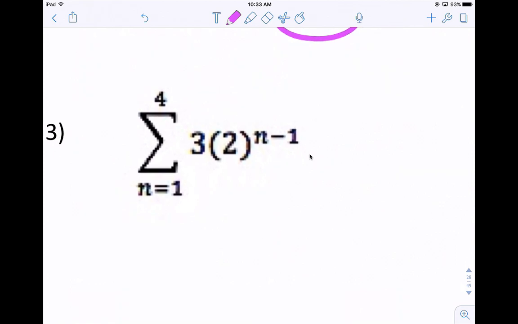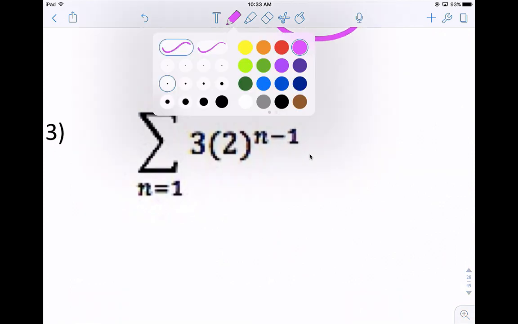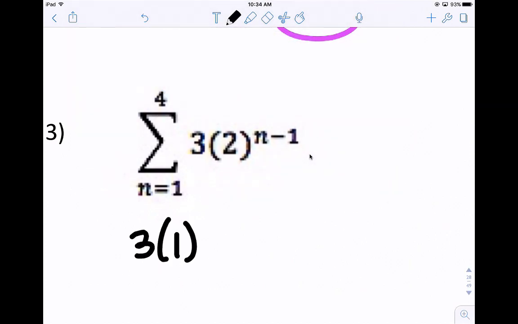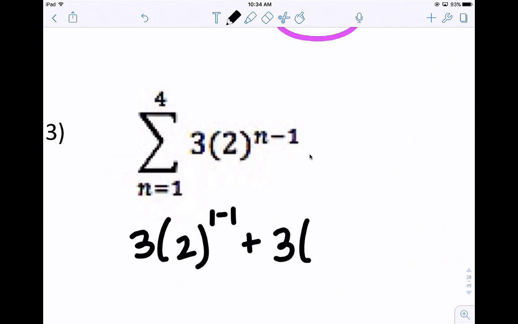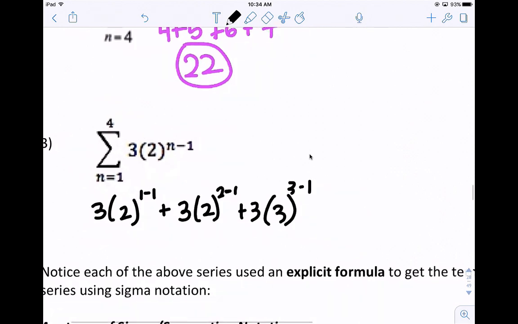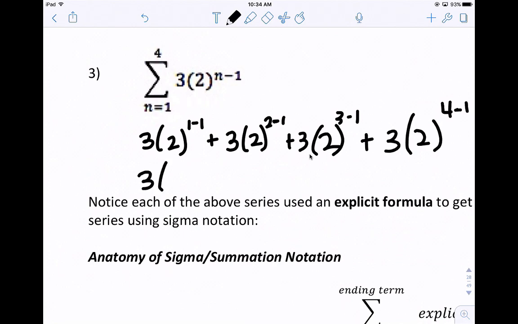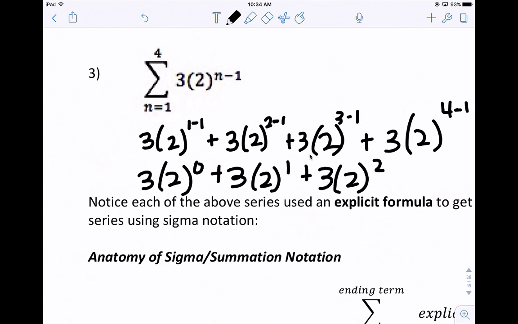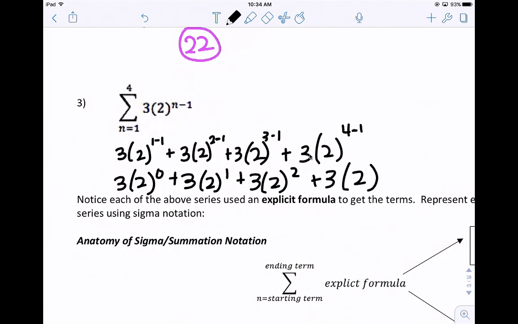All right, 4 terms. The 1st to the 4th term, we're going to add them up. So when we plug in, here's what it looks like. 3 times 2, keep that the same, but to the 1 minus 1 power, plus 3 times 2 to the 2 minus 1 power, plus 3 times 2 to the 3 minus 1 power, plus 3 times 2 to the 4 minus 1 power. There should always be a 2. Okay, so essentially, this is 3 times 2 to the 0, plus 3 times 2 to the 1st, plus 3 times 2 to the 2nd, plus 3 times 2 to the 3rd.